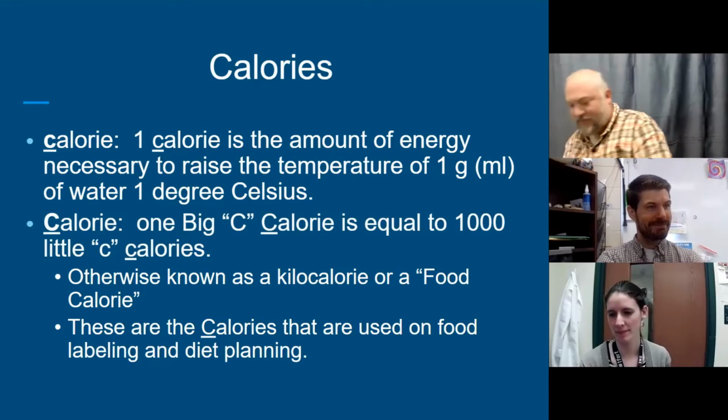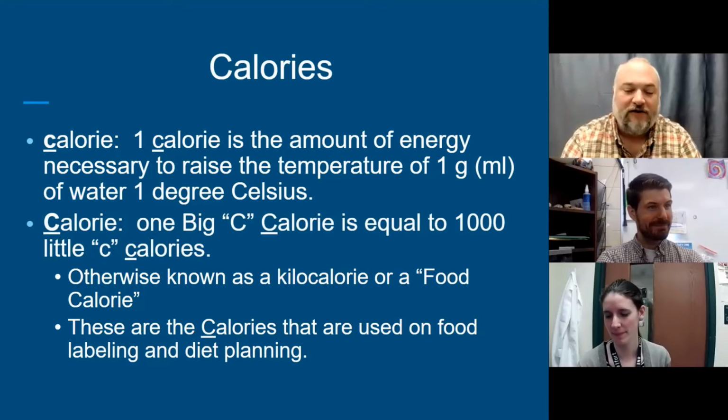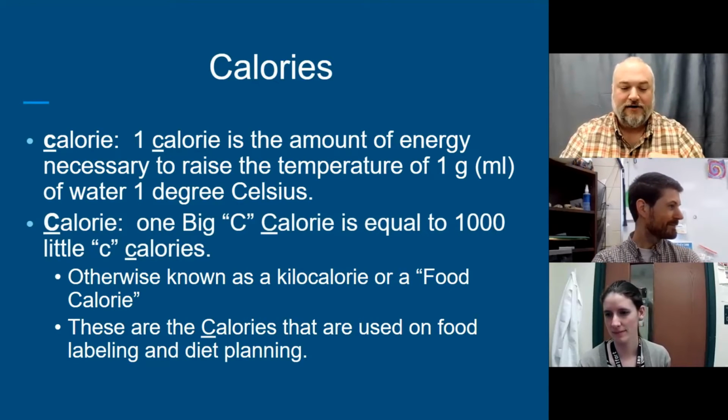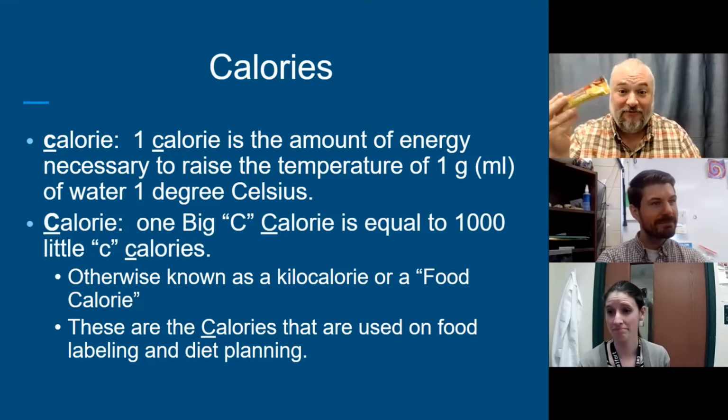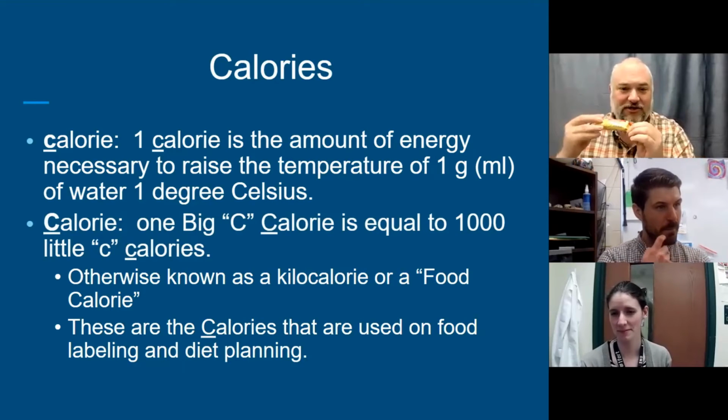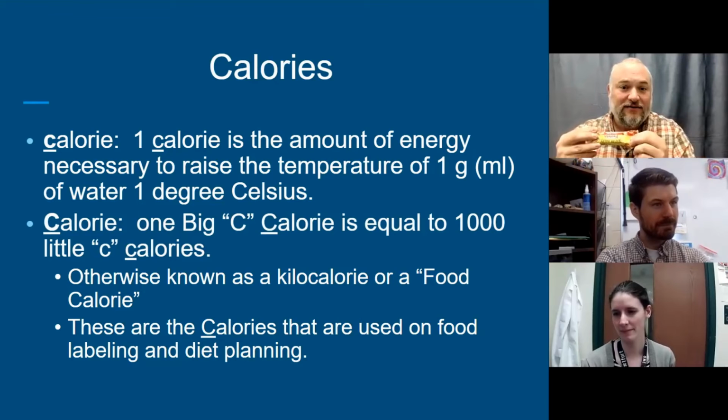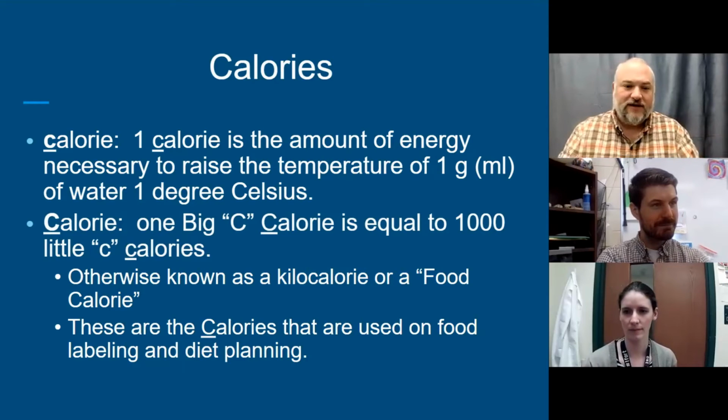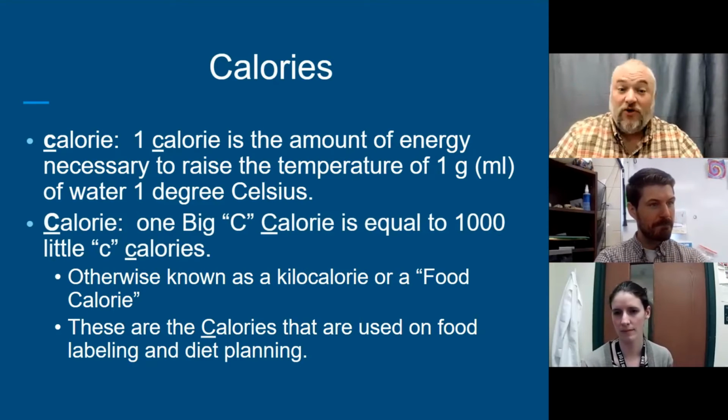I got one here. This protein bar, if I read on the back, I can see that it's got 190 calories. So this has got a lot more energy potential in it if I can get it into my digestive system, break it down and get it to my cells so they can get the energy out of it in cellular respiration. So here's the units, which we call calories.